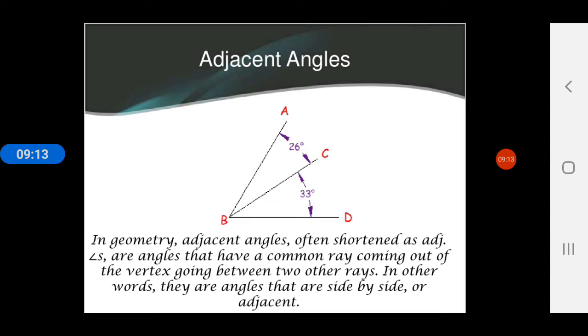Next are adjacent angles. In geometry, adjacent angles are often denoted in short form as adj. These are two angles which have a common ray. So look here, ABD is an angle and ABC and CBD. These two angles have a common ray BC, which is common between the two angles. In this type of angles, one ray is common and both the angles are on the same vertex. Such angles are called adjacent angles.